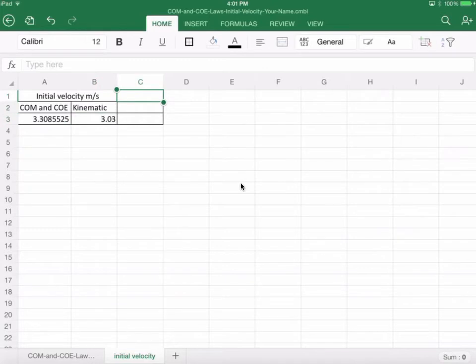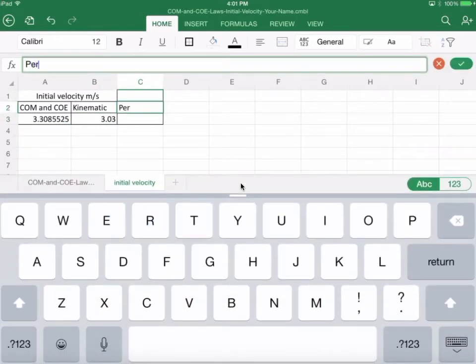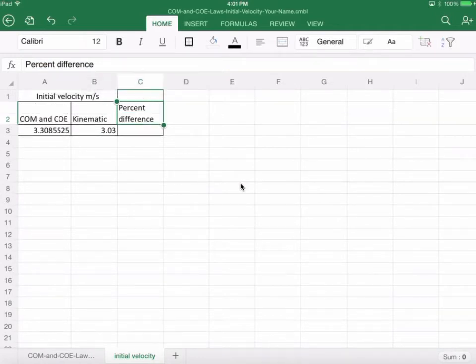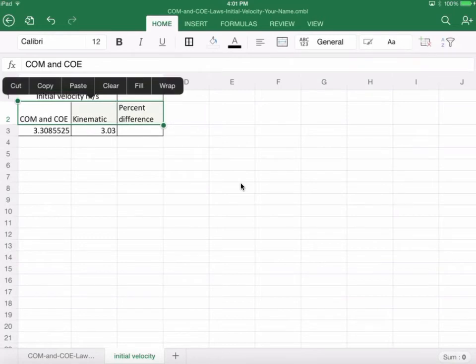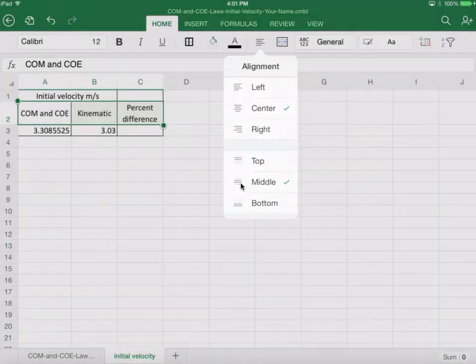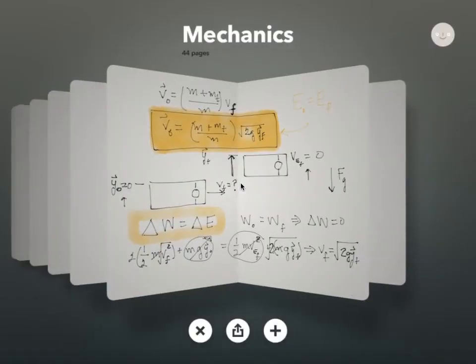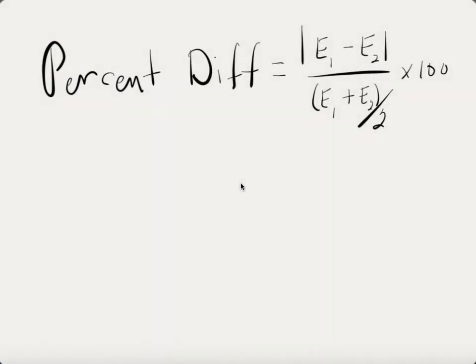So now we need our percent difference. And the percent difference is just going to be, wrap that. Let me just center and middle all of those. So our percent difference is going to be based on this equation that we had in here earlier. It's right here. It's one valid experiment over another valid divided by the averages of those experiments.